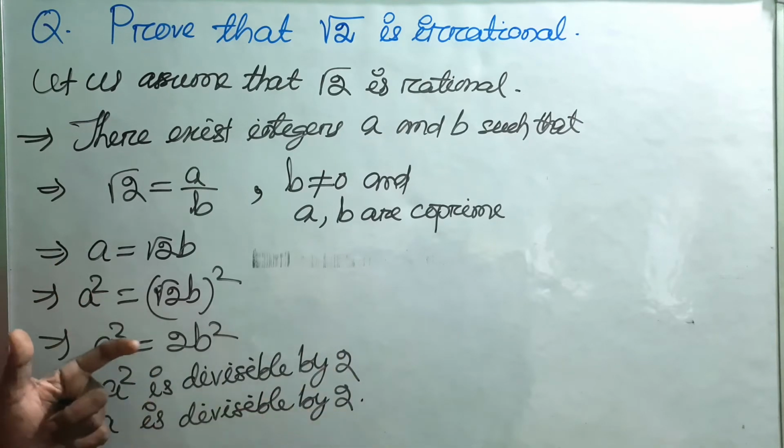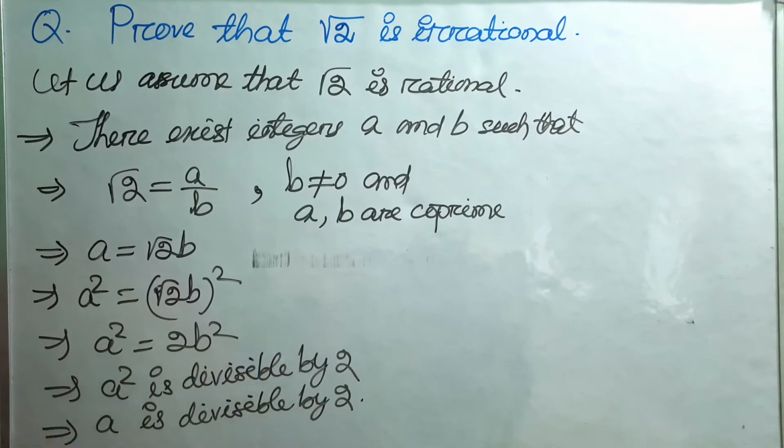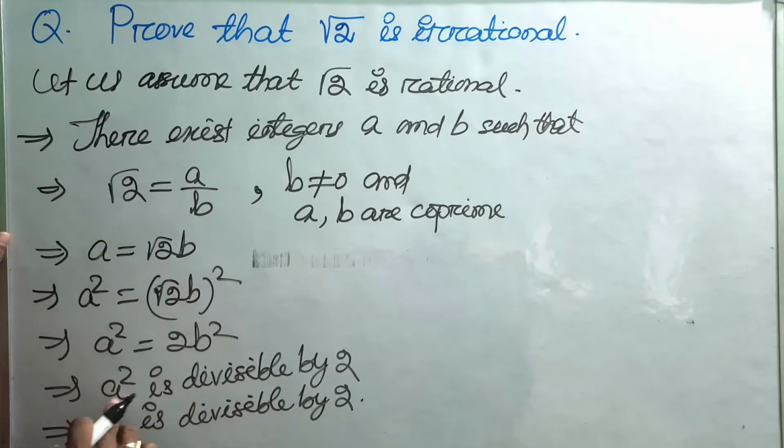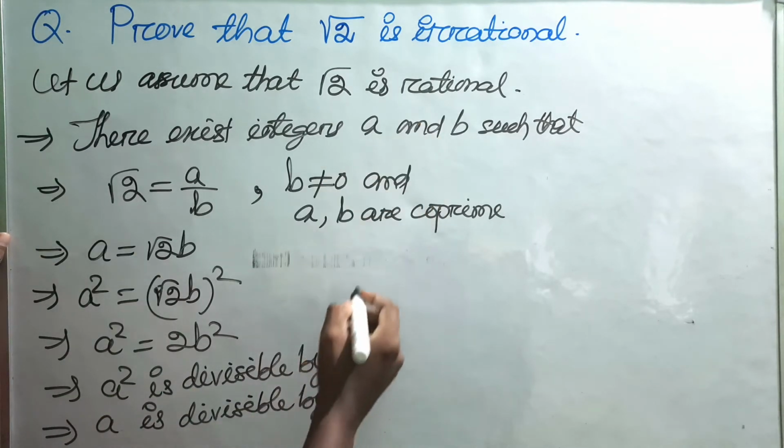Now if a square is divisible by 2, then why is a divisible by 2? This is also another question. It might be confusing in your mind. So now how can we prove that if a square is divisible by 2, then a is divisible by 2? Let us take one example.